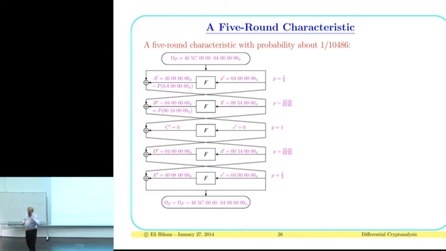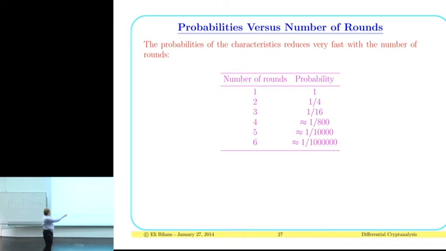7 rounds, it will be about 1/100,000,000. And let's see. With 1 round we had probability 1. 2 rounds, probability 1/4. 3, 1/16. 4, the best one, you didn't see, but it's about 1/800. Then 1/10,000, 1/1,000,000. And you can see that it grows about exponentially.